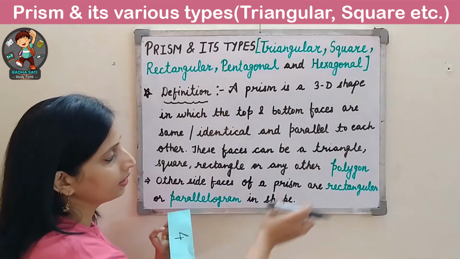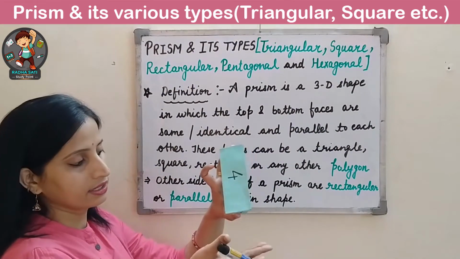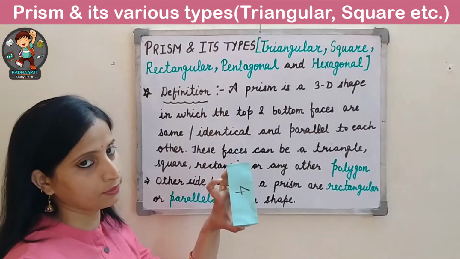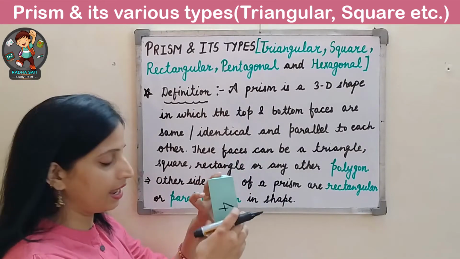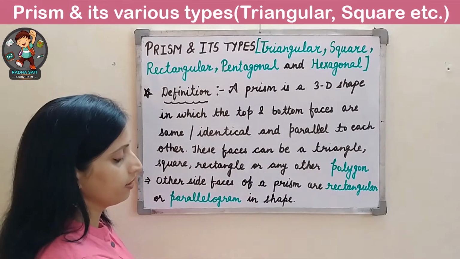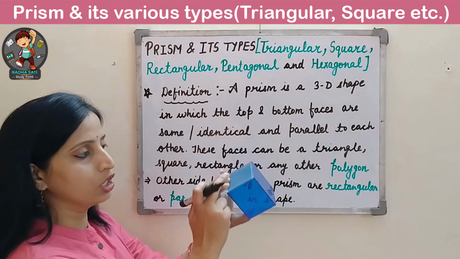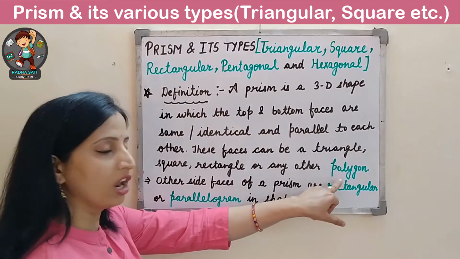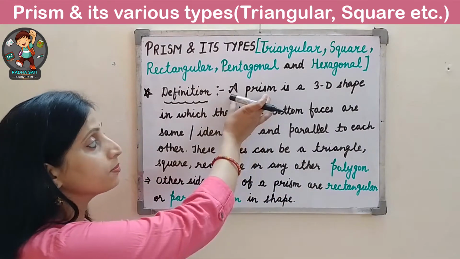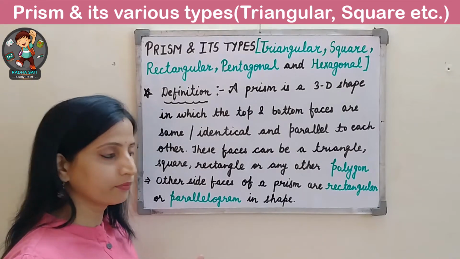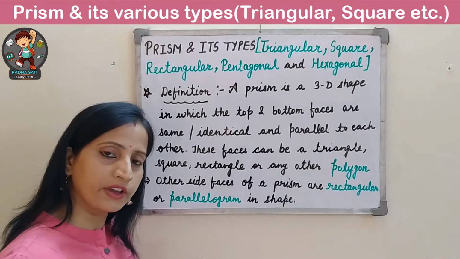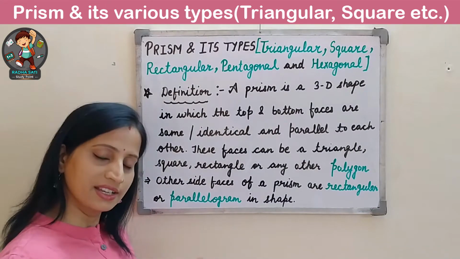So these faces can be triangles. The base faces, the bottom face and the top face, will always be the same in a prism. These faces can be triangles, or squares, or rectangles, or any other polygon. So the base faces of a prism will always be the same, and it will always be a polygon. Polygon means a simple closed figure made up of 3 or more sides.